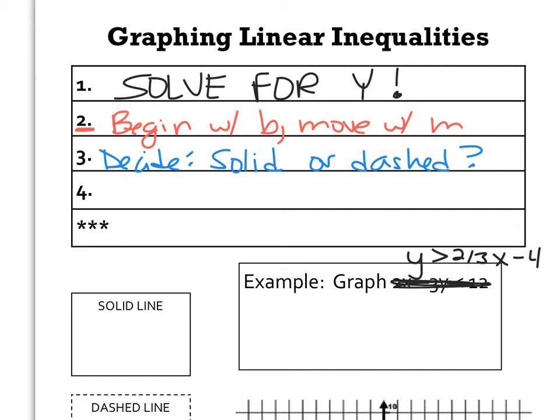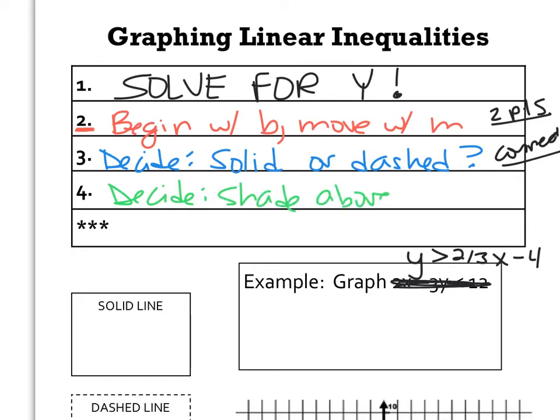And we'll talk about when we use each. So first, we're getting 2 or more points to graph. Then we're looking at how to connect the points. And then we're going to decide about shading. So decide, do we shade above or below? Pardon my horrible handwriting today.